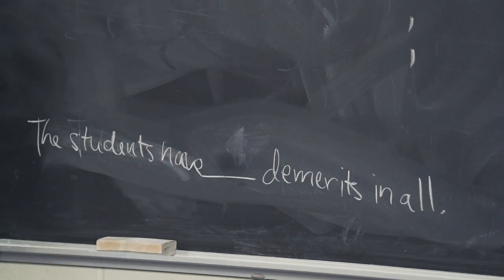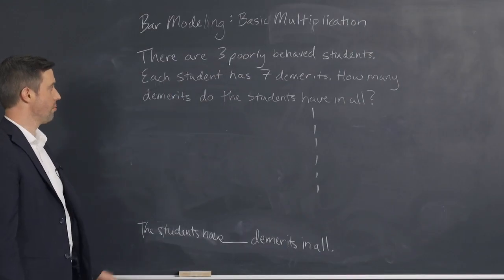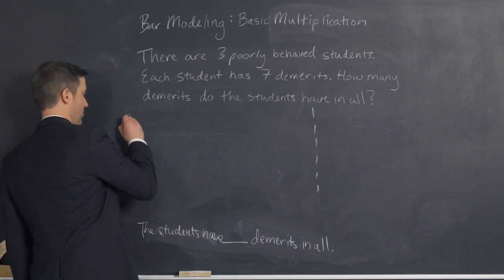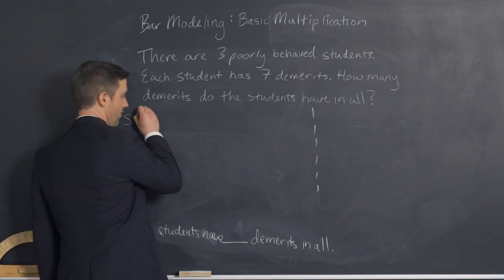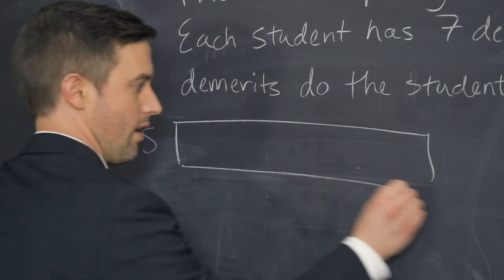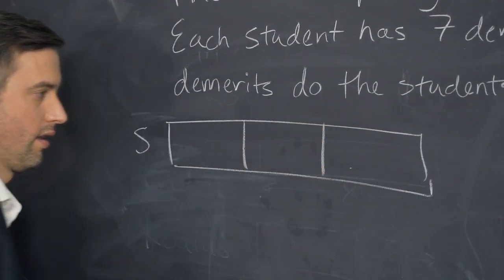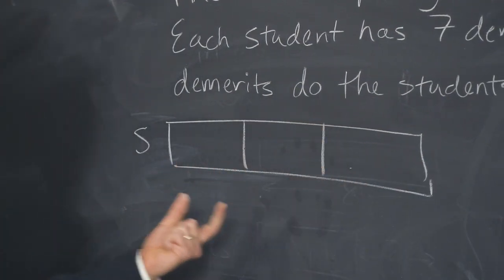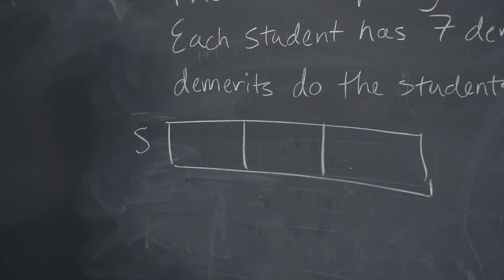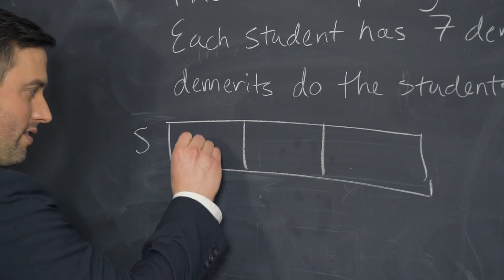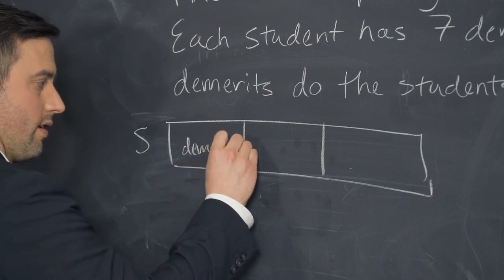Okay, so we'll read through again. There are 3 poorly behaved students. So students, there are 3 of them. So we'll draw 3 individual boxes to represent each student. Each student has 7 demerits. So this is going to represent my demerits.